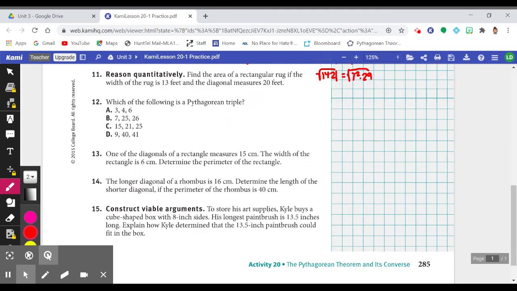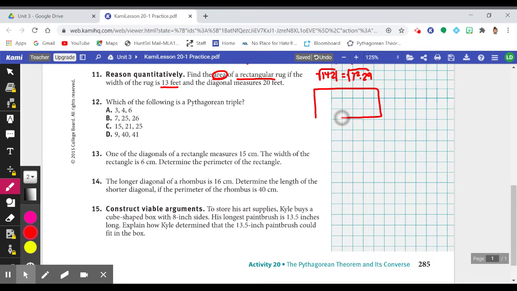Now, 10a and b gave us a nice warm-up into some of the ones I would encourage you to focus more on. Looking at right triangles in different contexts, not just a picture of a right triangle, find the missing side. But for example, in 11, it says find the area of a rectangular rug if the width of the rug is 13 feet. And so you might be asking, why are we dealing with a rectangular rug if we're dealing with right triangles? Well, look back at 10b. That's a rectangle.